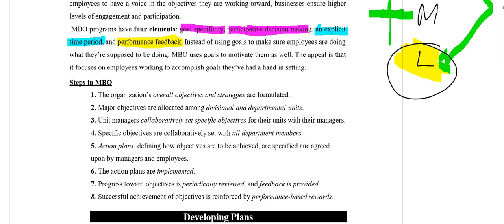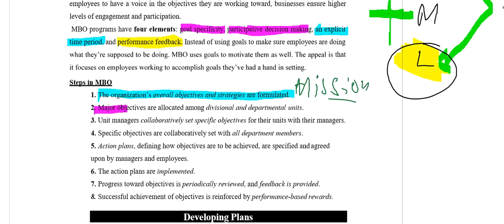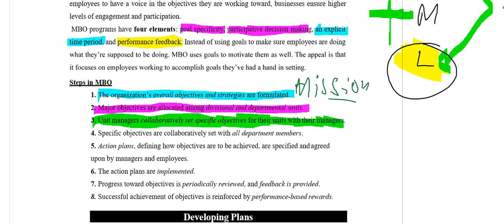So there are 7 to 8 steps in MBO. We will discuss them shortly. First of all, the organization's overall objectives and strategies are formulated. Overall objectives and strategies means the company's mission, because the goals we make should be aligned with the mission of the organization. Number 2, major objectives are allocated at divisional and departmental level. Number 3, unit management collaboratively sets specific goals. Collaboratively means with their managers, low level and middle level.